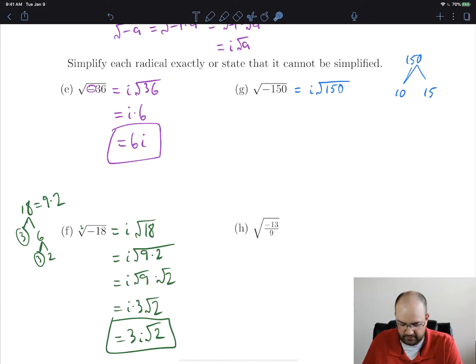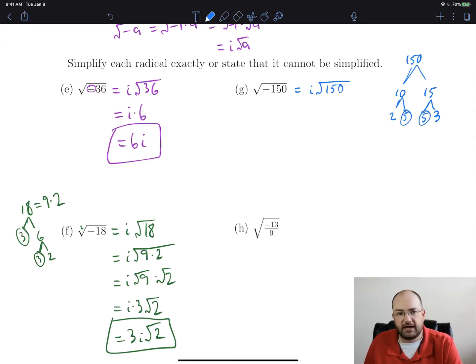So 10 times 15. Well, what gives us 10? Well, 2 and 5. And what gives us 15? Well, 5 and 3. Notice 2, 5, 5, 3, they're all prime. Therefore, we're done. And again, we're looking for pairs, and there's a pair of 5's there. Excellent. So 5 times 5 is 25. Times what's not circled is 2 and 3, so 2 times 3 is 6. So you should think of 150 as 25 times 6.